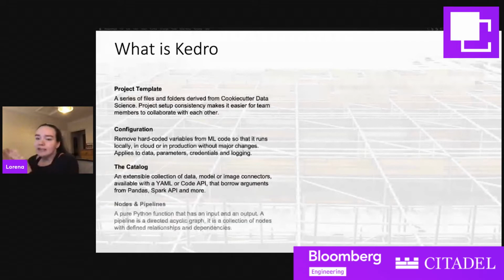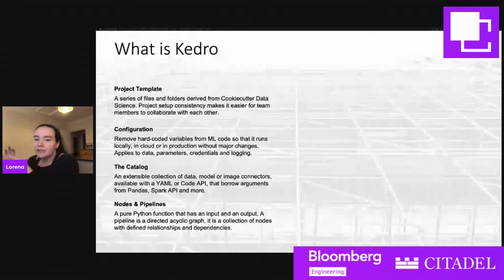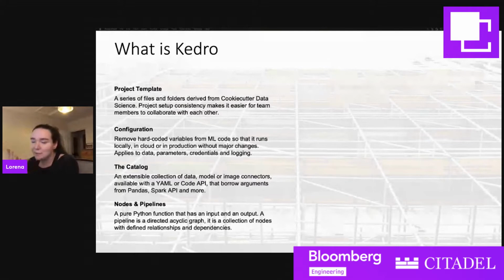Project template, this is just a folder structure of a project, so it sets a consistent standard. It makes it easy to bring people in halfway through a project and they are able to find their way around. Then you factor out configuration separate from code, so you don't have hard-coded file paths or parameters or sensitive information like credentials all over the code base.